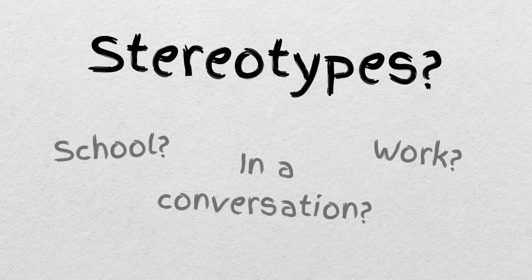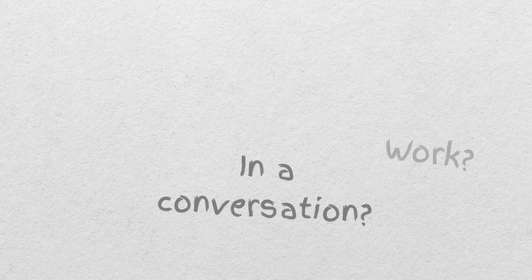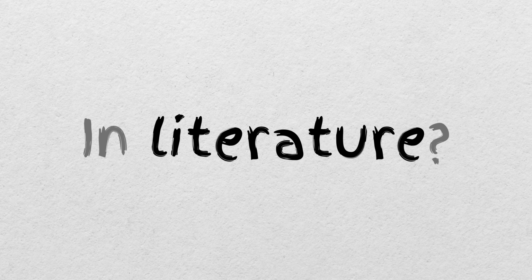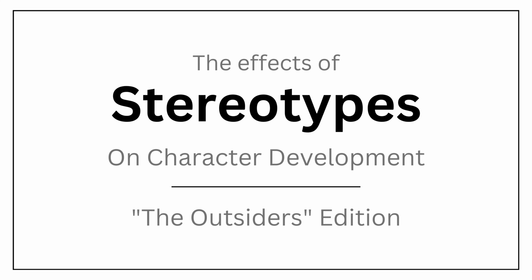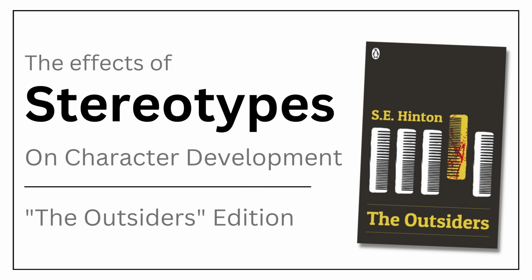Stereotypes are truly everywhere, even in literature. That's right. Authors can use stereotypes while telling stories in a multitude of ways that can make reading more interesting and enjoyable for everyone. And that's exactly what we're going to look at today. In this short video, we'll be talking about the impact of stereotypes on literature and storytelling, using the book The Outsiders as a major example.